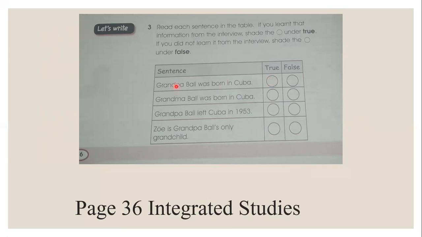So, sentence 1, Grandpa Ball was born in Cuba. Is it true or false? Shade the correct circle. Grandma Ball was born in Cuba. Is it true or false? So you shade the correct circle. Grandpa Ball left Cuba in 1953. True or false? So you shade the correct circle. Zoe is Grandpa Ball's only grandchild. True or false? So you shade the correct circle.